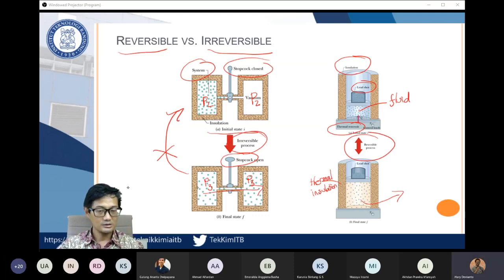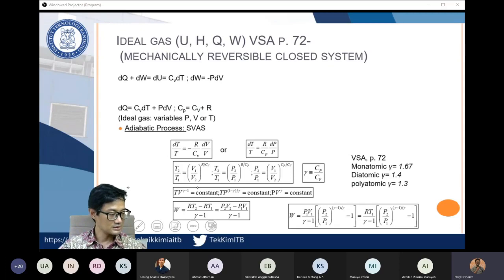Now try to connect with the previous explanation. Isothermal, isobaric, isometric, or adiabatic, all of them can be reversible and also irreversible. The most important part is the adiabatic reversible. It will be introduced with a new term when you consider it as adiabatic reversible.